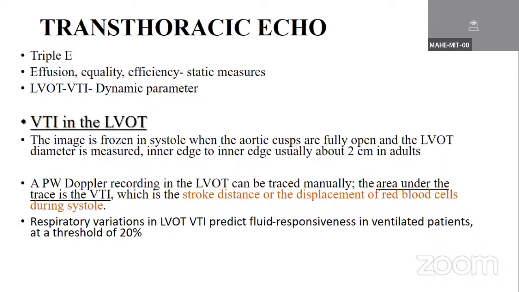Next is transthoracic echocardiography. We use a triple E approach. We first see the effusion, equality, right and left equality, and efficiency, the systolic function. But all these are static measures. To know the dynamic measure, we use LVOT and VTI.